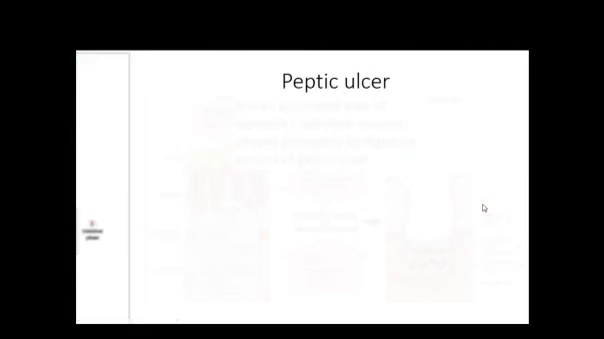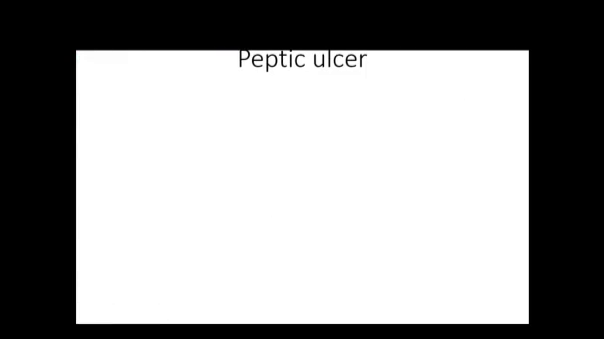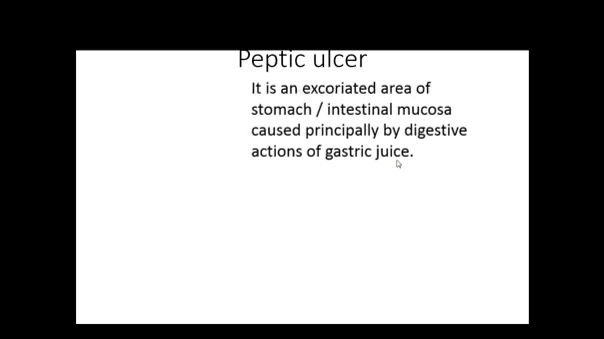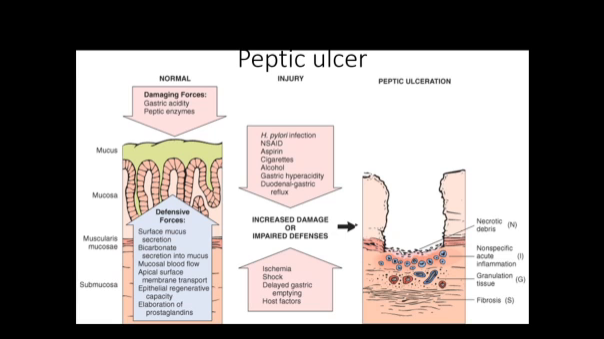Next, certain applications about this gastric juice secretion. One of the important pathologies related to gastric juice secretion is peptic ulcer. By definition, it is the excoriated area of the stomach or intestinal mucosa caused principally by digestive actions of gastric juice. Now, how does it occur? Normally, whatever acid and peptic enzymes are there inside the stomach, they don't act on or digest the stomach wall.